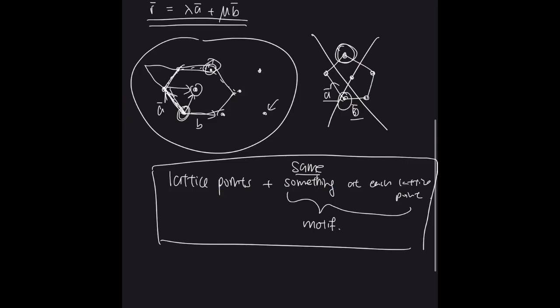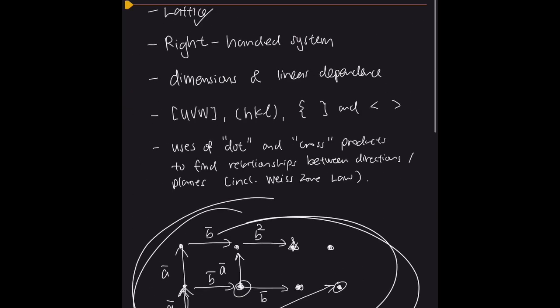So a lattice is just lattice points, those are points that repeat infinitely through space, plus the same something at each lattice point that we call motif. So yeah, lattice has been covered.